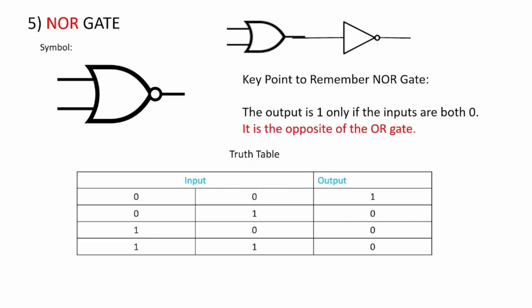This is the NOR gate. Notice how the OR gate is connected to NOT gate. Remember, the NOT gate is also known as the inverter gate, so whatever the output is from the OR gate, you just need to invert the output to get the NOR gate truth table.